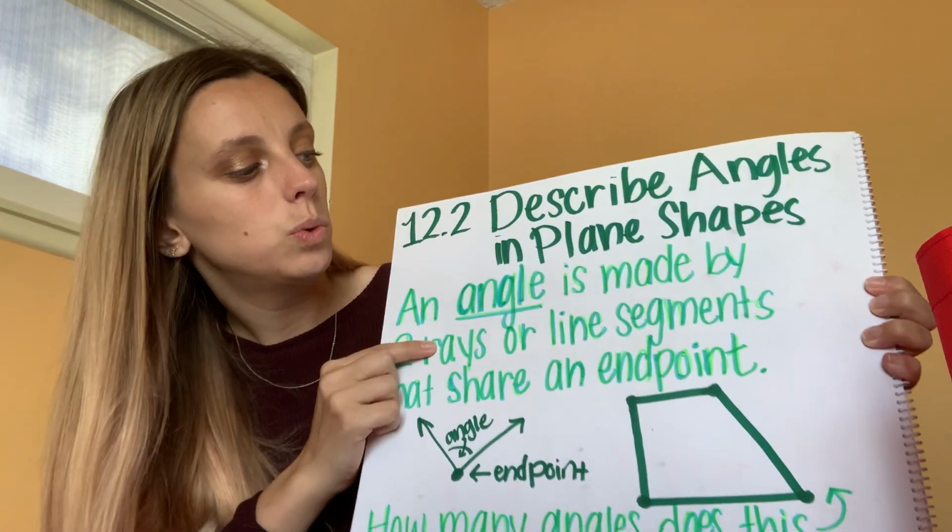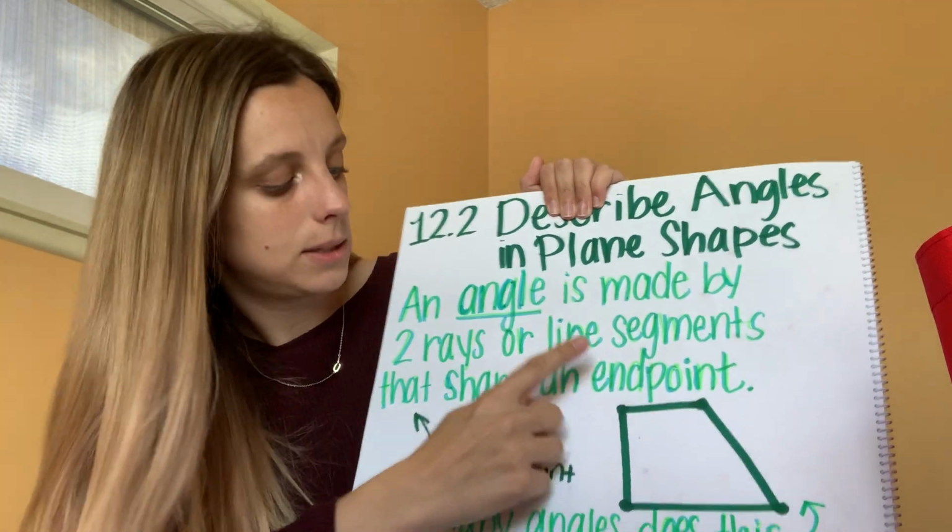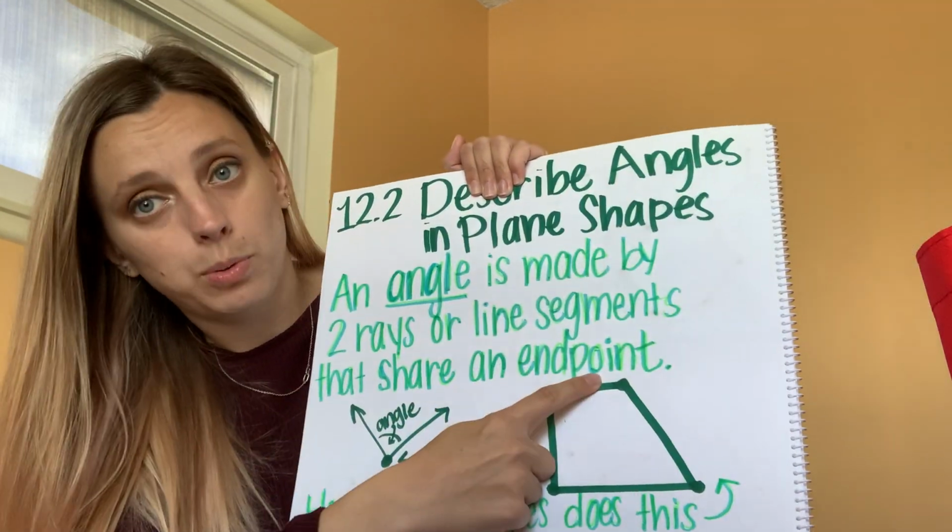Today we're going to build on what we know about plane shapes by learning about something called angles. But what is an angle? An angle is made when two rays or two line segments share an endpoint.